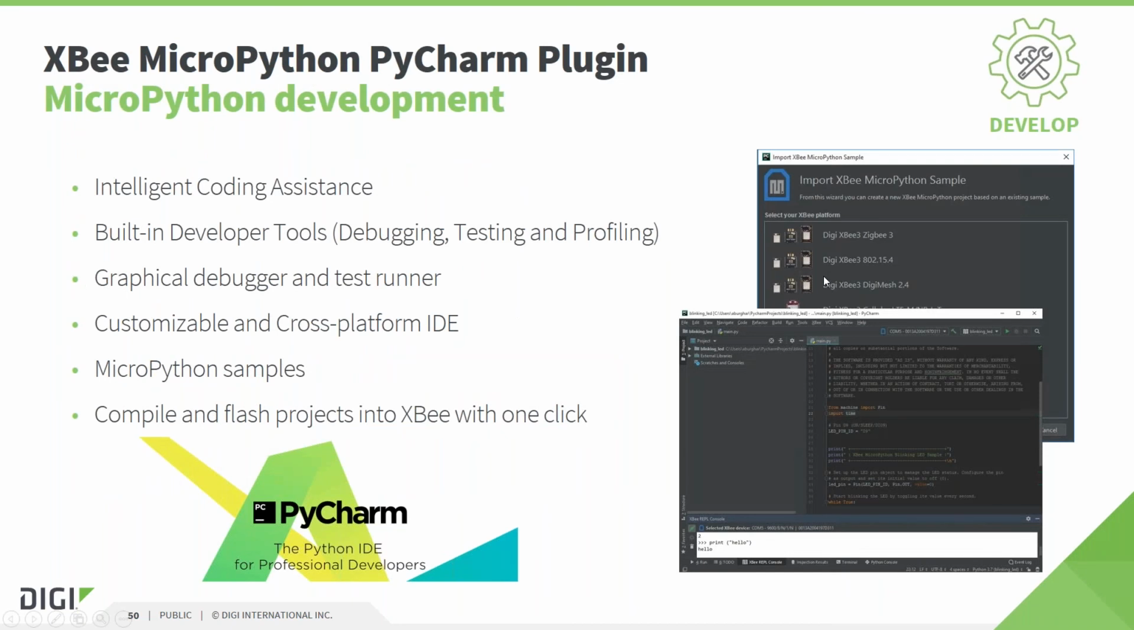For the development of these MicroPython applications, we provide a plugin for the popular PyCharm IDE, which is used by many Python developers. It automatically detects connected XBee modules. You can deploy or debug applications with one mouse click, which includes standard debugging tools such as setting breakpoints, stepping through the code, and so on. It includes wizards to get started with each XBee product that is supported, and it includes a huge number of samples for different use cases.